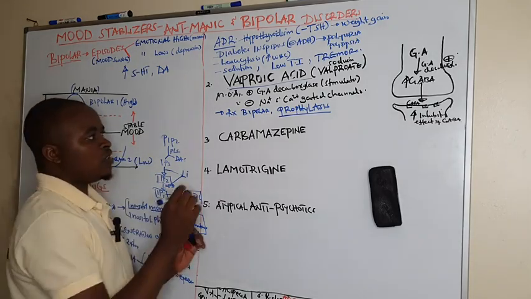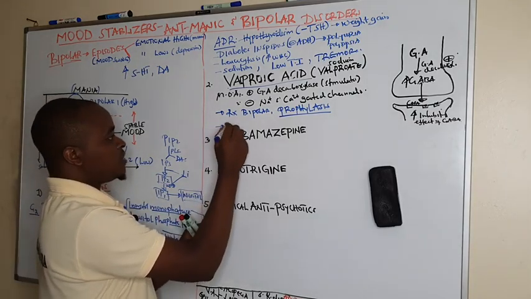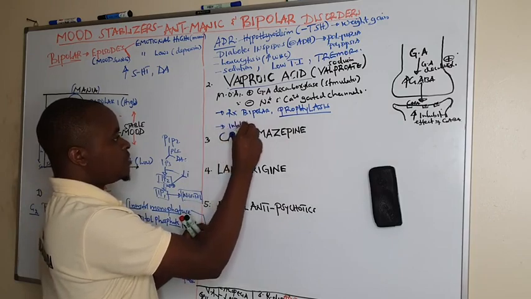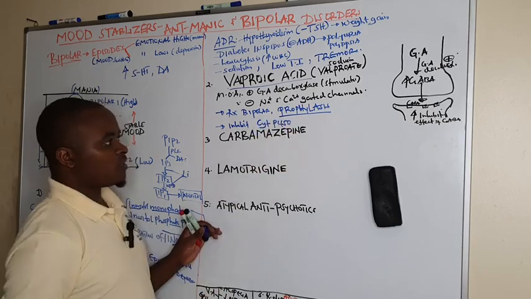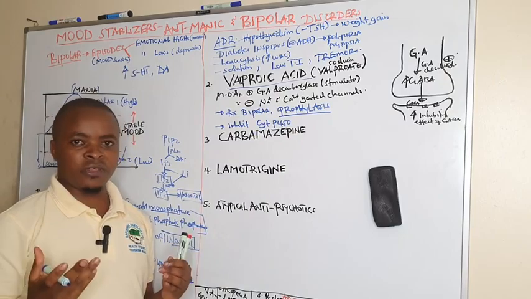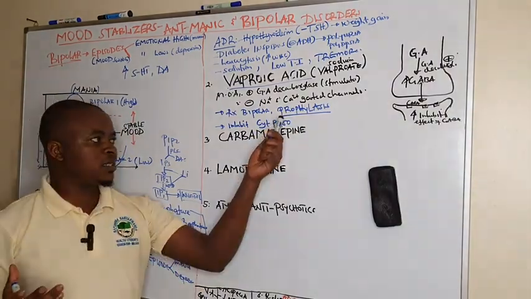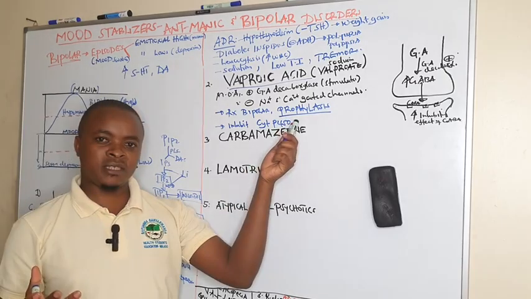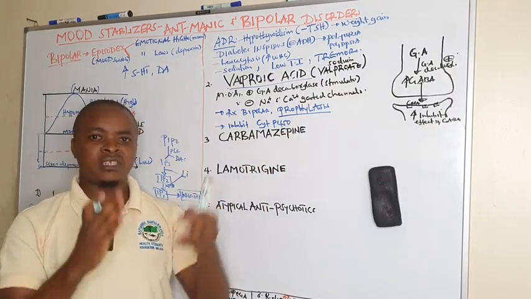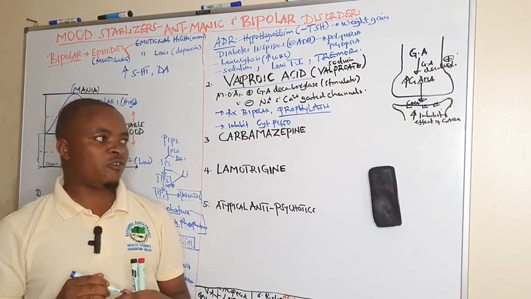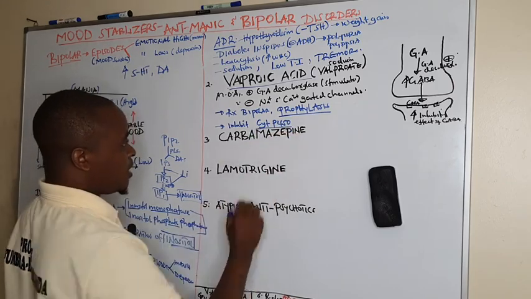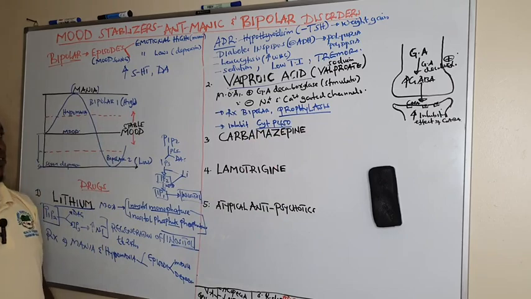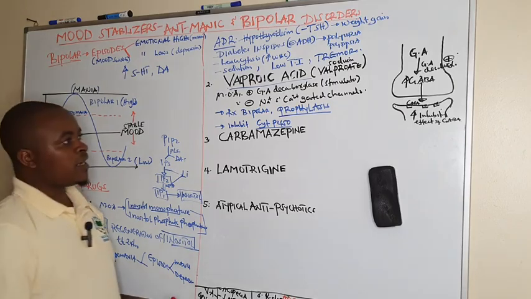And one thing you have to know, this valproic acid has the ability to inhibit cytochrome P450 isoenzymes, hence when taken in combination with other drugs, because these metabolic enzymes are inhibited, it can cause increased blood levels of other drugs. So its drug interaction is by inhibiting cytochrome P450 isoenzymes.